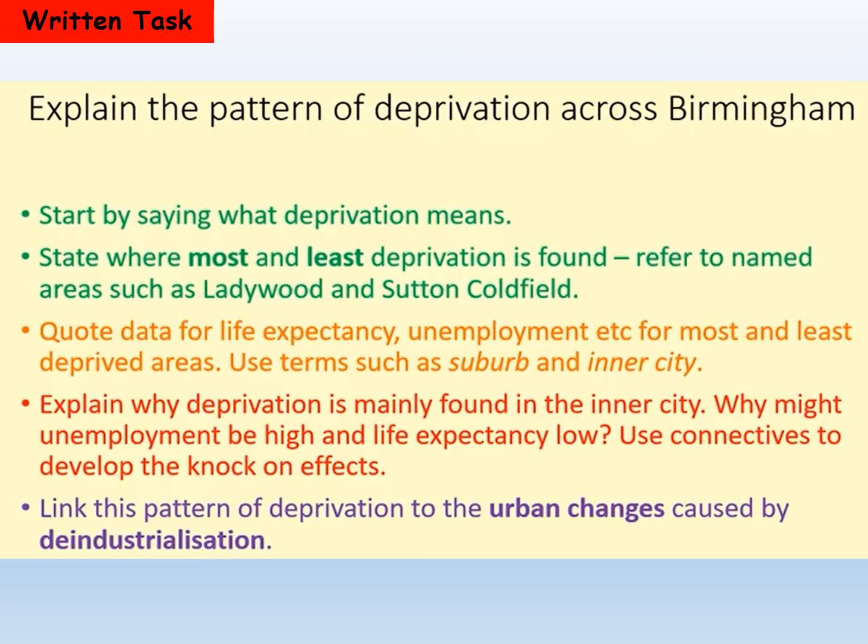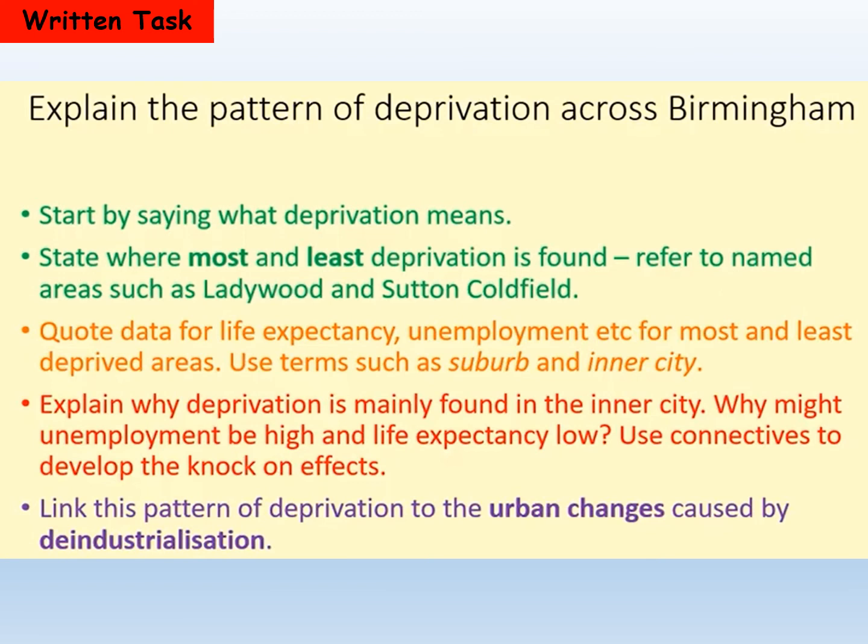The way that this is going to work is we're going to complete all of these tasks on the screen, and they all build on top of each other. So everyone will complete all of these tasks. So our success criteria. We should start off by saying what deprivation means, just by giving a definition. So nice and straightforward. Deprivation is, and you give your definition. We should then state where most and least of the deprivation is found in Birmingham. And you must make sure that you name your locations. So obviously our locations are Ladywood and Sutton Coldfield.